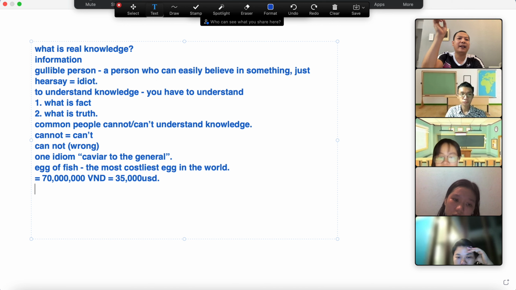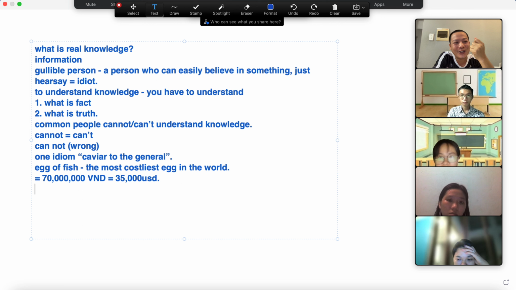If you go to Landmark 81 in Vietnam, you can try it for just 1 million or 2 million Vietnam dong. You can try a small caviar, just one spoon like that. The cost of that is 1 million Vietnam dong. You can enjoy it because I see many people.